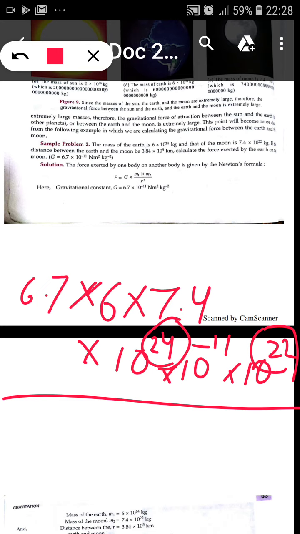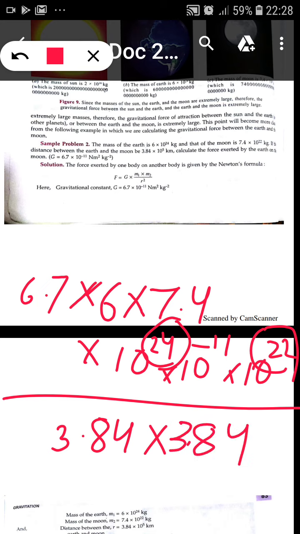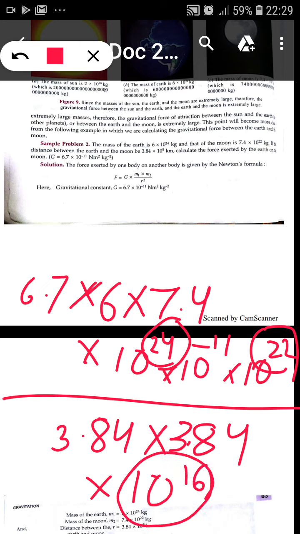And the denominator, it was 3.84, right? We have to multiply it twice. So 3.84 into 3.84, and this 10 to the power 8, right? 10 to the power 8 meters, because we have converted the 10 to the power 5 kilometers into meters. And this 10 to the power 8 meters, if it is squared, then it will be 10 to the power 16. And this 10 to the power 16 will move to the numerator, then it will be subtracted from the value of 10 which was given earlier.